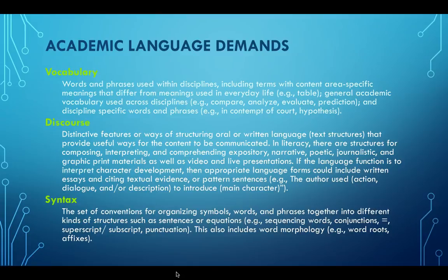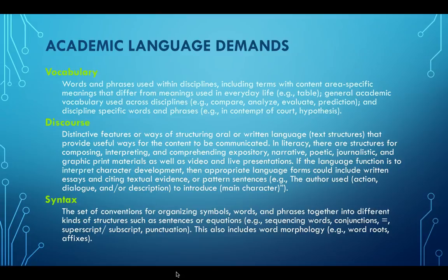Syntax is a little bit simpler. So, syntax refers to a set of conventions for organizing symbols, words, and phrases together into different kinds of structures, such as sentences or equations. So, this really, in many ways, refers to grammar.